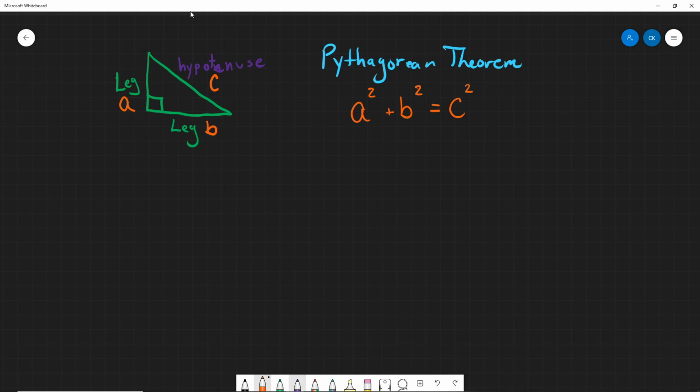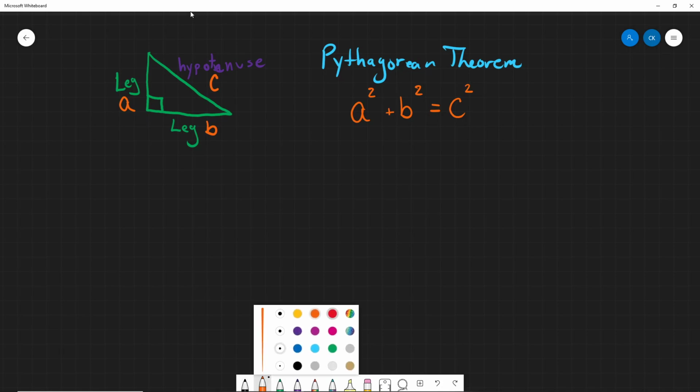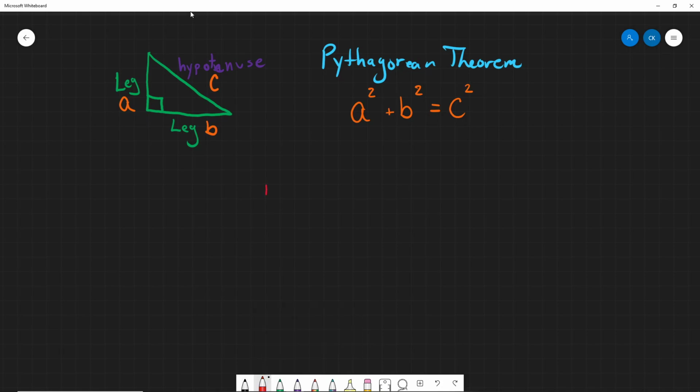So let's say we had our right triangle here. We know that it's a right triangle because of the right angle box here. And we're told that this leg here is 10 units, and this leg here is 24 units. And we want to solve for C. We want to solve for the hypotenuse.